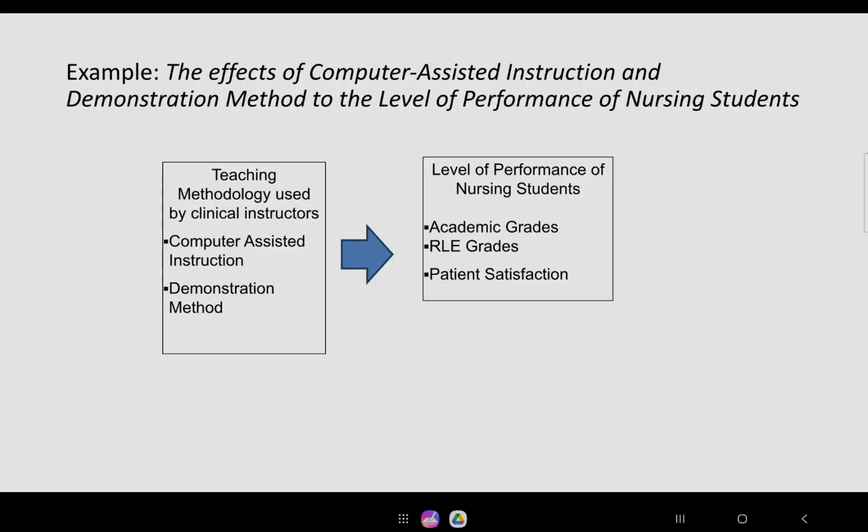It is considered the cause or the input in the study. While si dependent variable naman, this is the outcome that is measured in the study. It actually represents the effect or the result that is hypothesized to change due to manipulation doon sa independent variable. Okay?